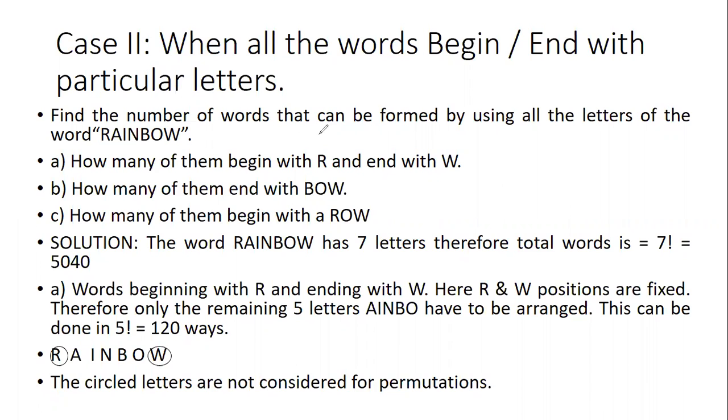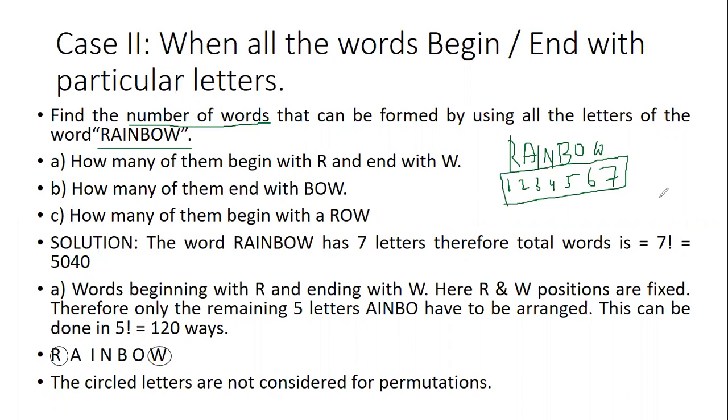Find the number of words that can be formed by using all the letters of the word rainbow. Firstly, the focus should be on the word. So what are they asking? Find the number of words that can be formed by using all the letters of the word rainbow. Rainbow: RAIN, 4, BOW. So 1, 2, 3, 4, 5, 6, 7. We have 7 letters in the word rainbow.